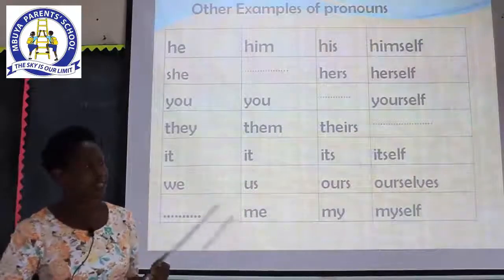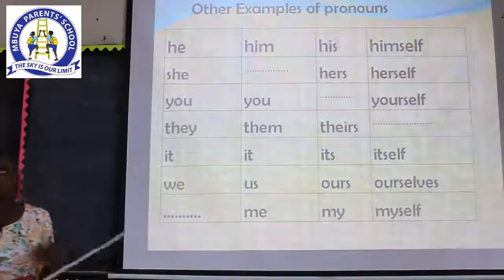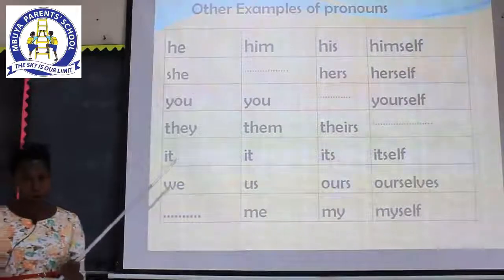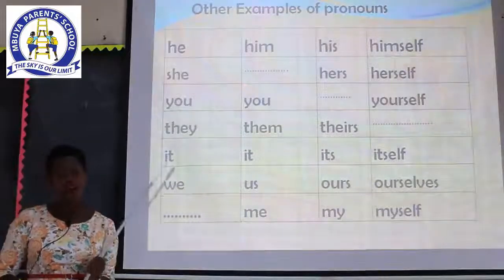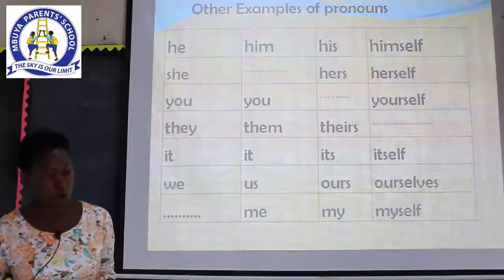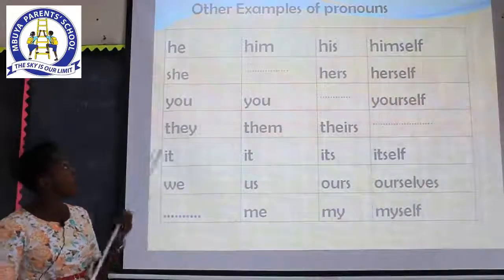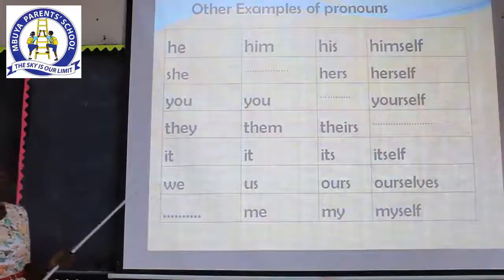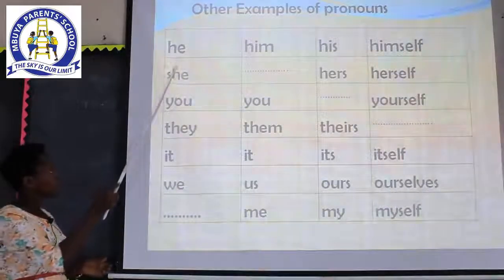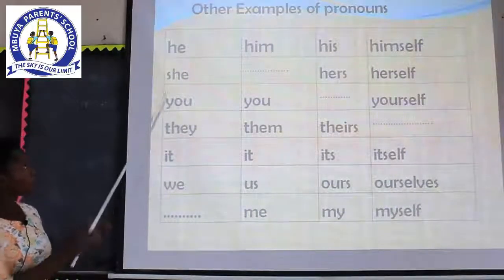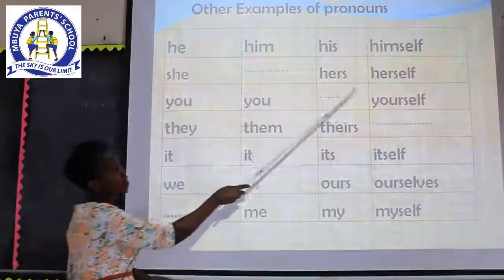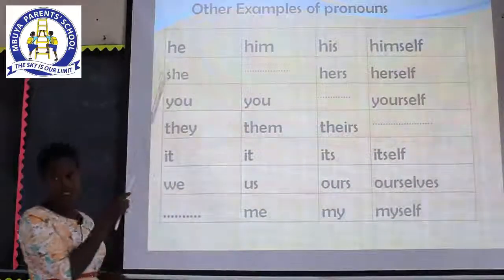All right. Let us continue and look at how other pronouns are formed. We have already seen the examples of pronouns, and we want to see how other pronouns are formed. For example, these pronouns are the main pronouns. So these other pronouns are got from these ones.